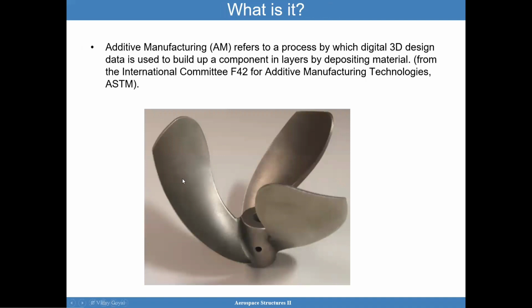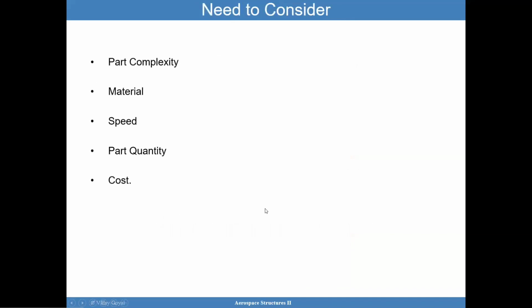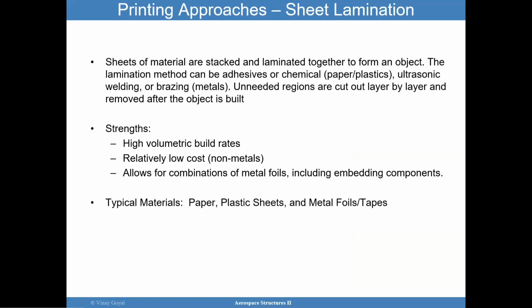Whether you print it this way, from left to right or bottom to top, the material properties can vary quite significantly. So you need to consider part complexity, material, speed, part quantity, and cost. And just like when we discussed composite materials, you want to make sure that when you select the technology, you're not doing it because it's fancy, but because it's applicable to what you're trying to do, and is efficient for what you're trying to do.